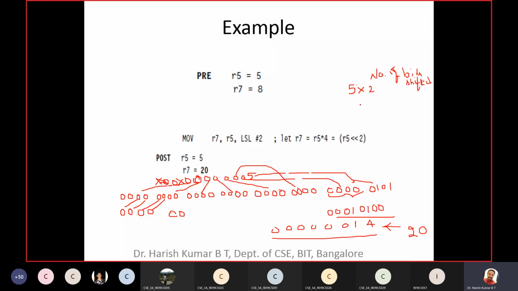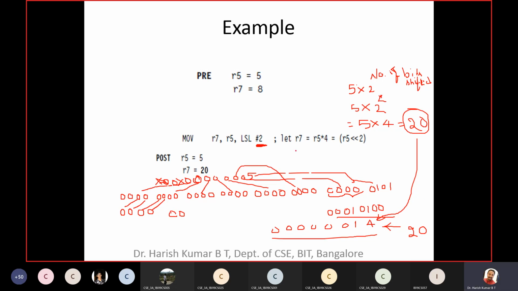Number of bits shifted. So that is 5 into, in this case, how many bits are shifted? How many times are we shifting? 2. 2 to the power 2. So that is equal to 5 into 4. That is nothing but 20. 20 in hexadecimal is how much? It is 14. So okay, people understood? Yes, sir. Okay.